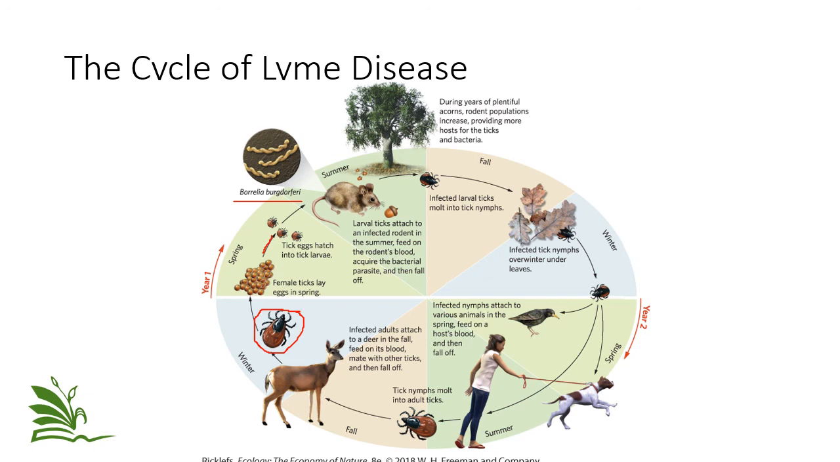But when there are lots of acorns, that means that there are lots of rodents, and those lots of rodents end up providing the initial habitat for those tick larvae that then starts that really big boom of Lyme disease that we saw earlier in the module.